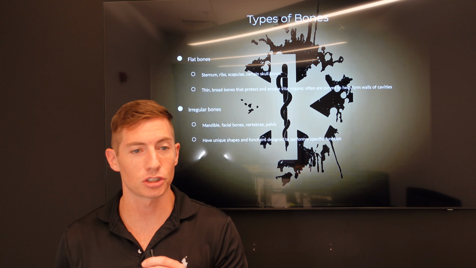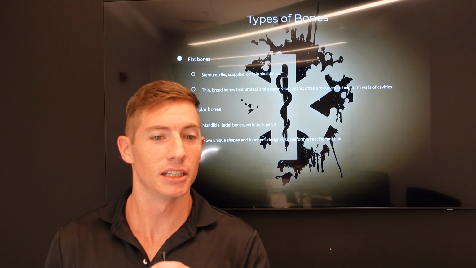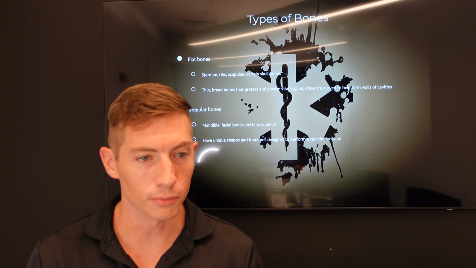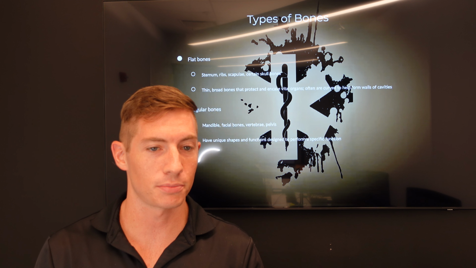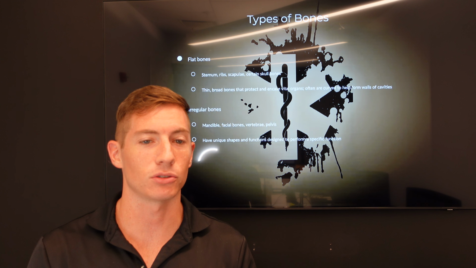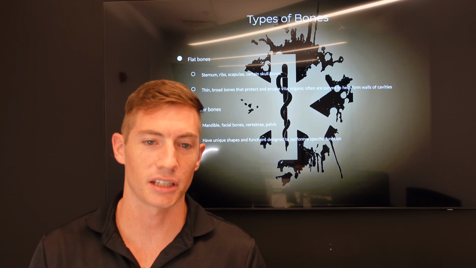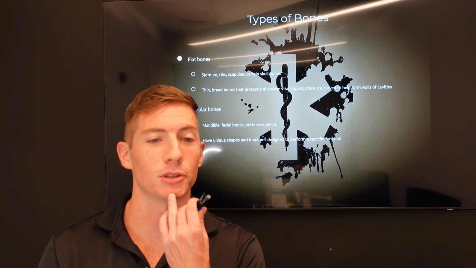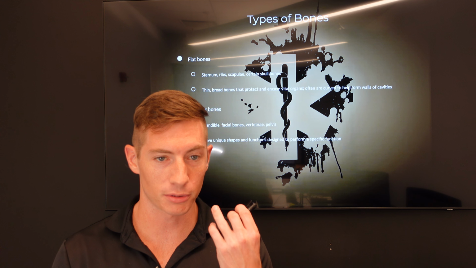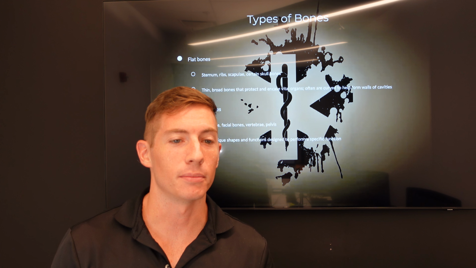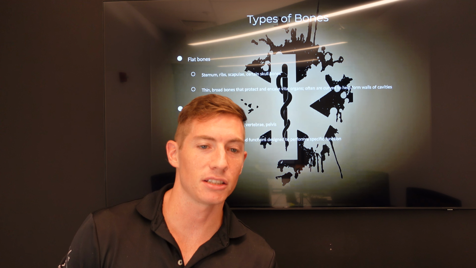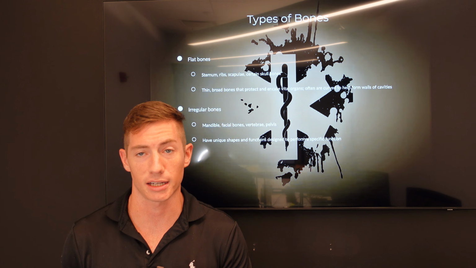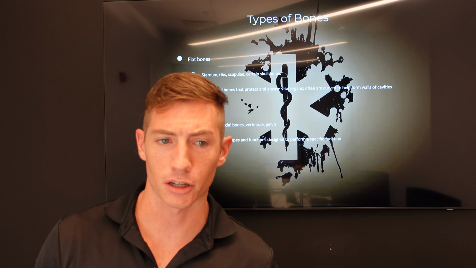Flat bones include the sternum, ribs, scapula, and certain skull bones. These are thin, broad bones, usually protective, that encase vital organs and are often curved to help form walls and cavities. Irregular bones include your mandible, your lower jaw, facial bones, vertebrae, and pelvis, and these all have unique shapes designed for a specific function.